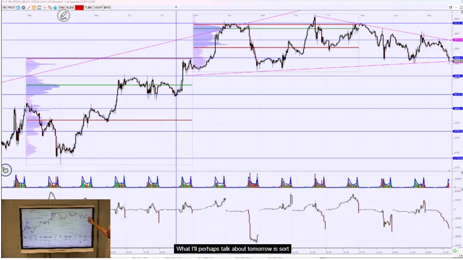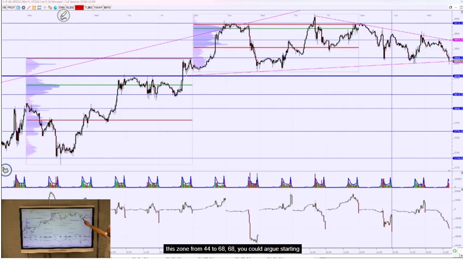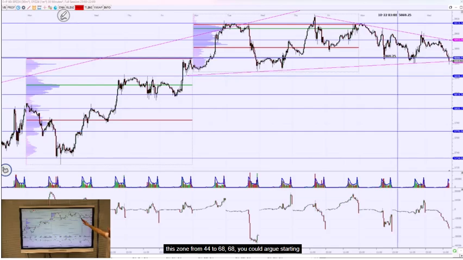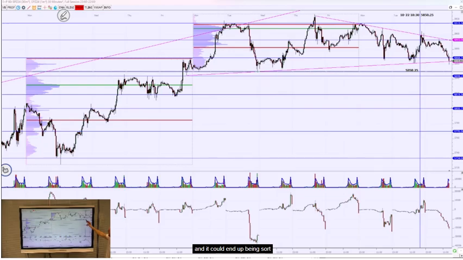What I'll perhaps talk about tomorrow is zoning things. So this is the main area for me, this zone from 44 to 68. 68, you could argue, is starting to change in its significance, and it could end up being 50 depending upon what today does. But this zone seems to be the point where it gets stuck every single time. It was the peak of this initial move up, and then it gets stuck in there again. It won't fall into it. That's the bit that matters.